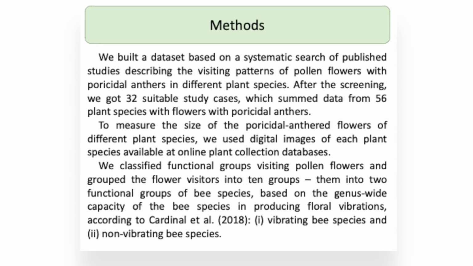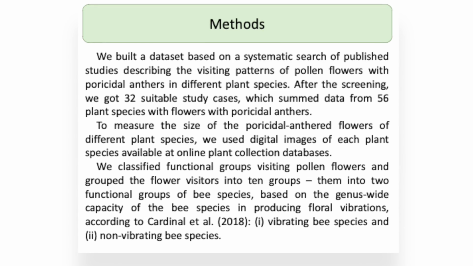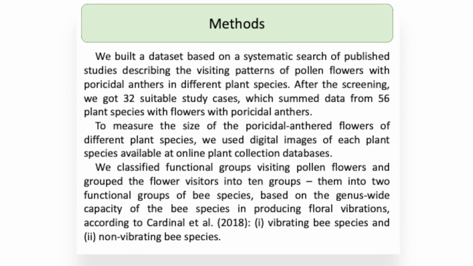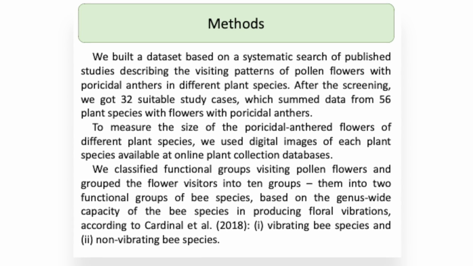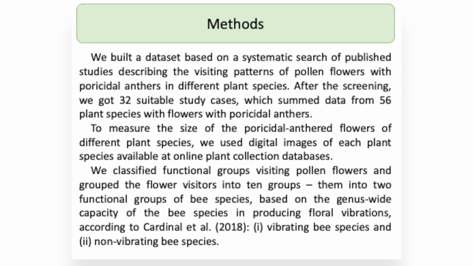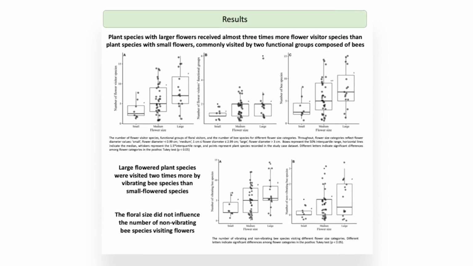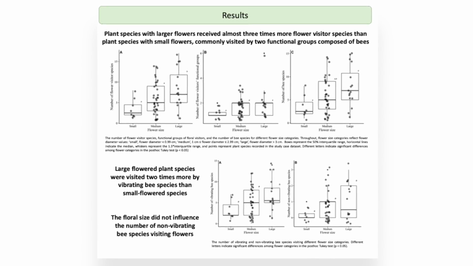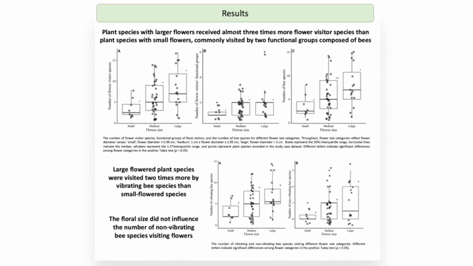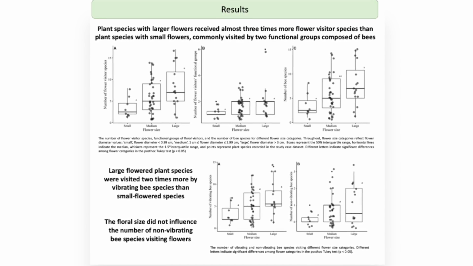The floral visitors were classified according to their functional groups, and out of those groups, the bees were subdivided into two groups, vibrating and non-vibrating bees. The number of visiting bee species was 0.4 and 1.2 times greater among larger flowered plants than medium and small flowered ones, respectively.